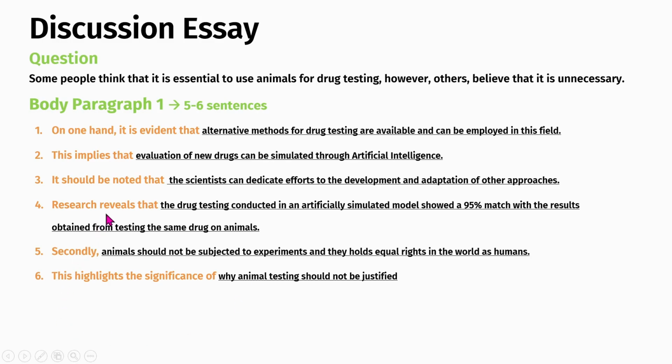So what I wrote was: research reveals that the drug testing conducted in an artificially simulated model showed a 95% match with the results obtained from testing the same drug on animals. So I just wrote a second point, which is: secondly, animals should not be subjected to experiments and they hold equal rights in the world as humans. So now we can conclude this paragraph, which is the opposite view. For concluding, we have the template like this: highlights the significance of why animal testing should not be justified. So this is how you write the body paragraph 1.